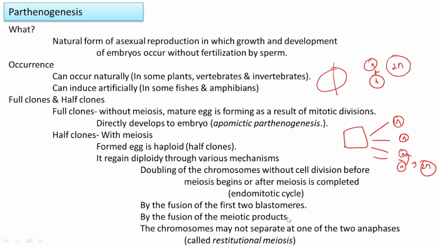And there is another mechanism that exists to regain the diploid state. That is through any one of the anaphase stages during meiosis. We know that in the anaphase stage, the main process is the movement of chromosomes, or separation of chromosomes, to opposite poles.